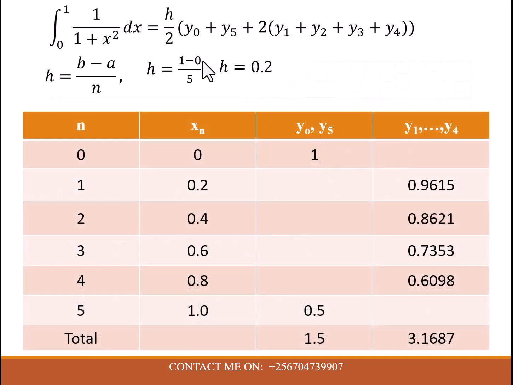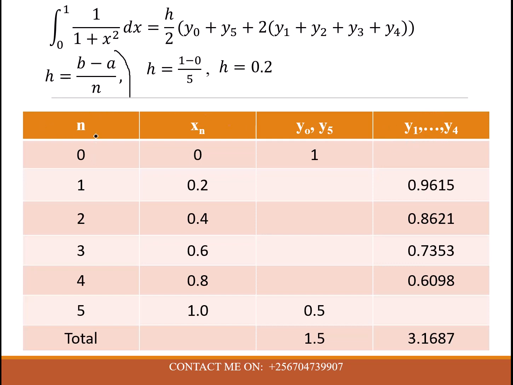So here our strips were 5, that's why we divided by 5, and our upper limit was 1 and our lower limit was 0. So finally we got our h as 0.2. To simplify the work, we use a table. We put n in the first column. We put xn in the second column. Then the extreme values, the first and the last, we put in their own column, and the middle values we put in their own column.